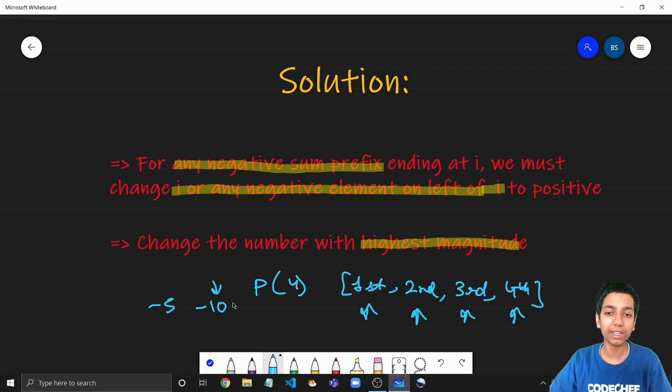So we should take the one with the highest absolute value, so that it is beneficial and it contributes to a greater positive sum. Fine. So these are the two observations, and they are basically the only observations required.